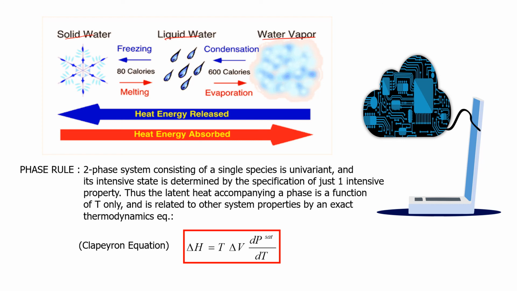Okay. And then two-phase system, okay, dia ada phase rule dalam ni. So two-phase system consists of single species is invariant and intensive state is determined by the specification of just one intensive property. So daripada satu intensive properties kita boleh identify dia punya single species punya intensive state. Okay. So kita juga dah pernah belajar sebelum ni di mana delta H is equal to T delta V dP sat over dT. Okay. Basically dia punya V kat sini adalah indicate untuk molar volume.